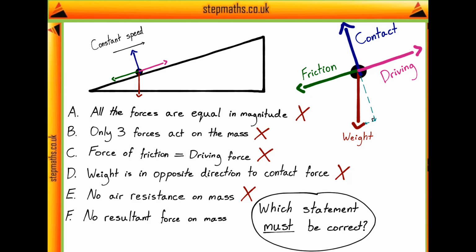Finally, let's look at statement F, which states that there is no resultant force on the mass. So when we look at our particle, we know that it's moving at a constant speed parallel to the slope, and it's not accelerating at all perpendicular to the slope. So there's no acceleration on it at all. It's not changing direction, it's moving in a straight line. So yes, it's true, there must be no resultant force on the mass. Therefore, the correct statement is F.